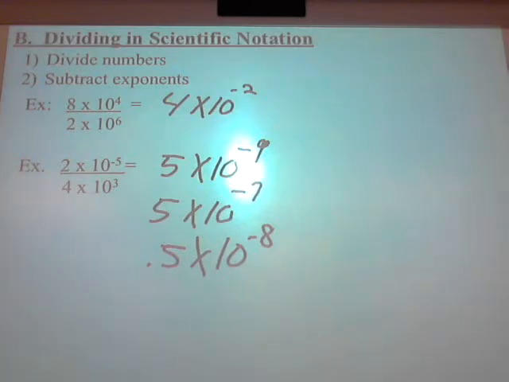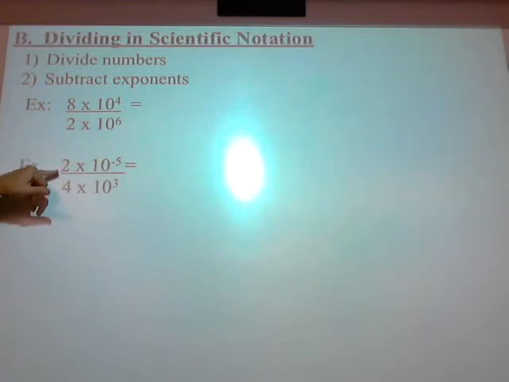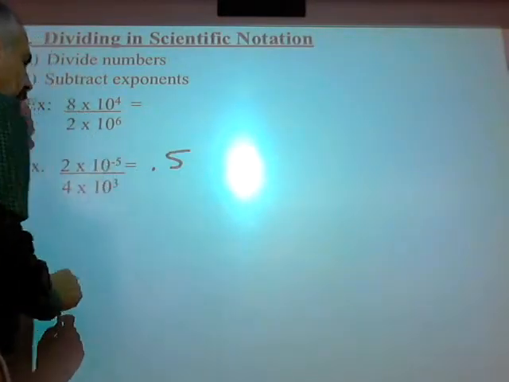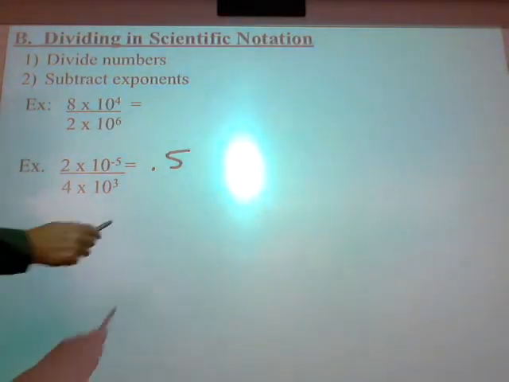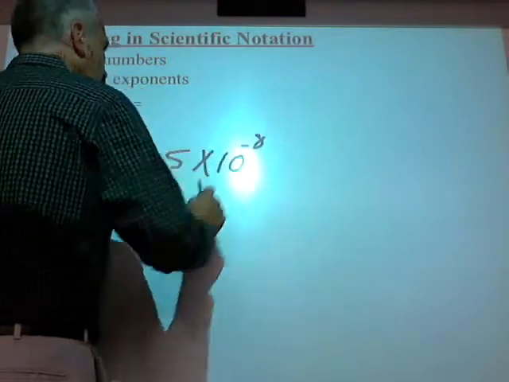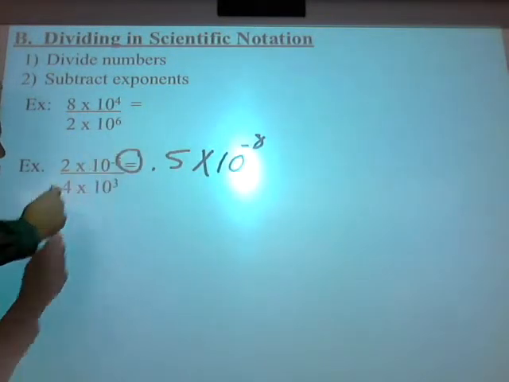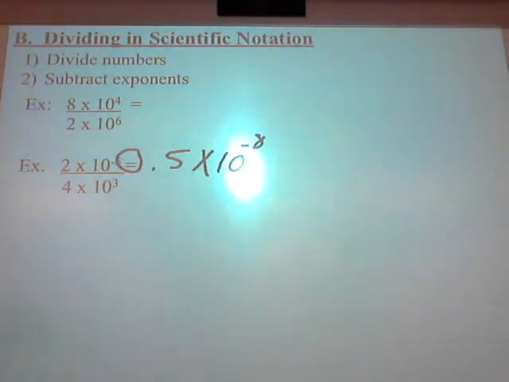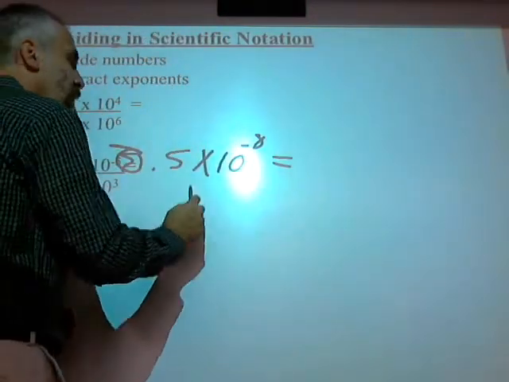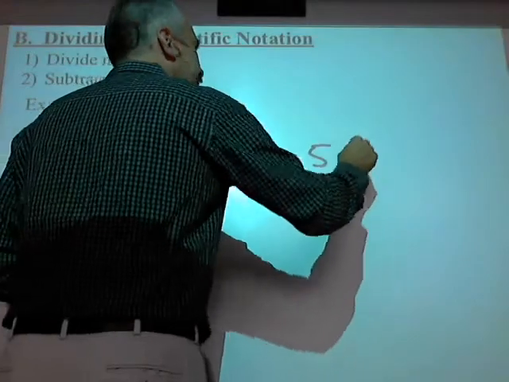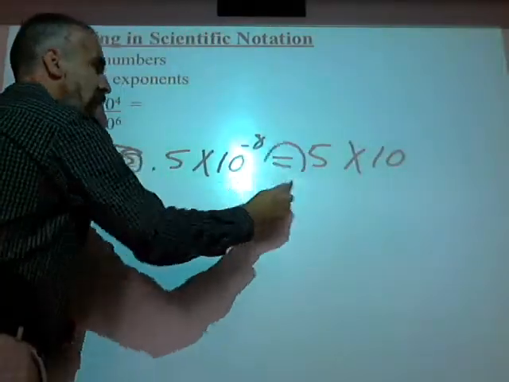Which one's right? If I do it, the first thing I do, 2 divided by 4, I do get 0.5. Negative 5 minus 3. What am I going to get? Negative 8. So 0.5 times 10 to the negative 8. Now, these two have to be equal. I got to move him over one space, so that makes him 5 times 10 to the something. These two have to be equal.